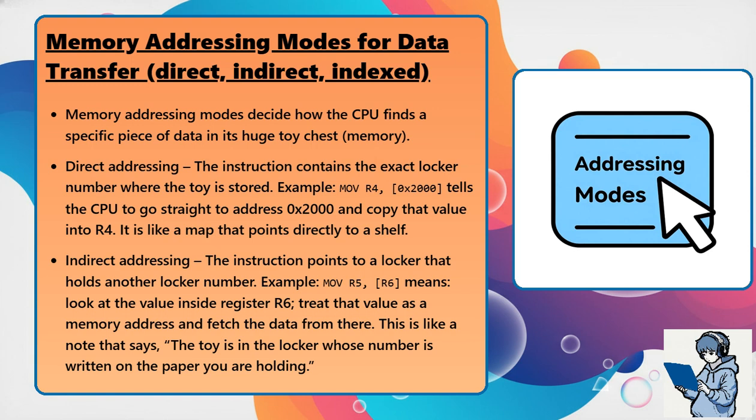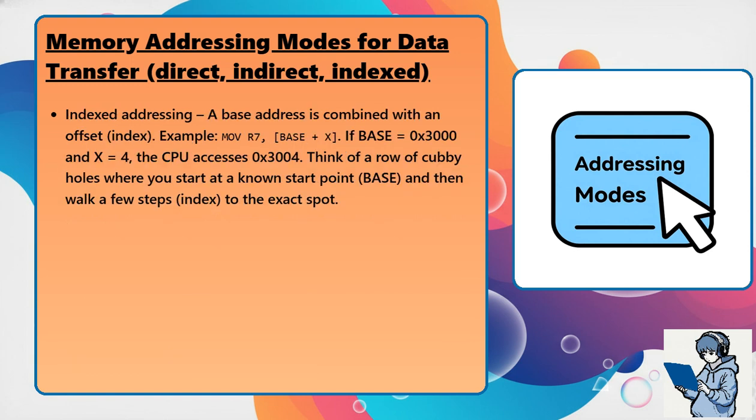Indexed addressing: a base address is combined with an offset index. Example: MOV R7, [base + x]. If base equals 0x3000 and x equals 4, the CPU accesses 0x3004. Think of a row of cubby holes where you start at a known start point, the base, and then walk a few steps, the index, to the exact spot.